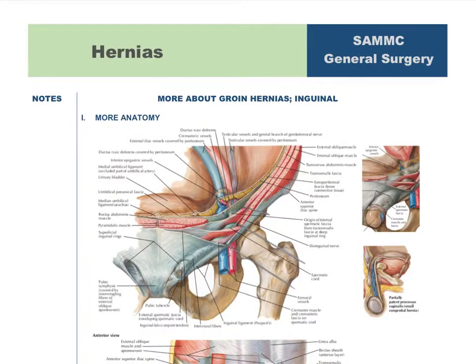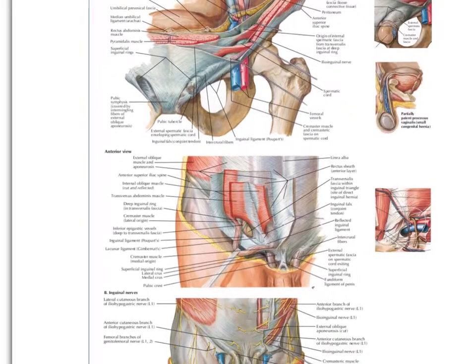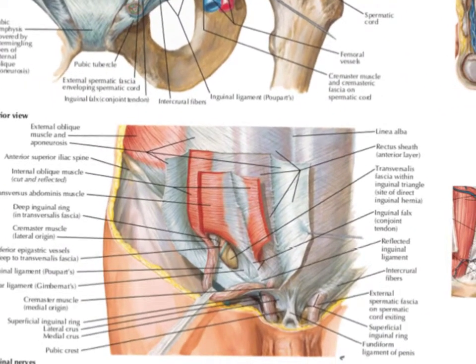Alright, let's talk about inguinal hernias. There's a lot of anatomy in this region, and a lot of it can be quite confusing when you start talking about the repairs. So let's go ahead and just start with the basics, and start with Hesselbach's triangle. So Hesselbach's triangle is defined by the following borders: the lateral border of the rectus sheath, the inguinal ligament, and the inferior epigastric vessels.